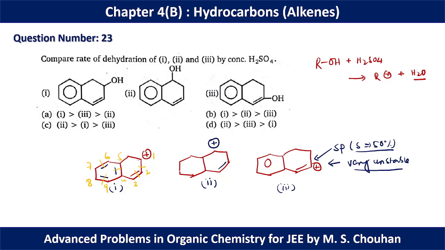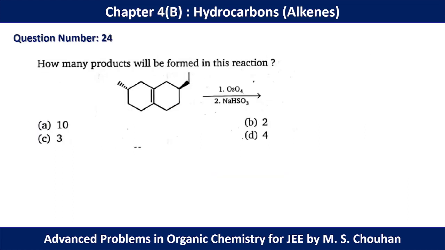In structure 2 also, the carbocation is stabilized by resonance of the phenyl ring, but this double bond does not have any effect in the stability. Okay, so in 1 we have some more canonical forms which can stabilize to a greater extent. That's why for question number 23, the 1 carbocation is more stable and the 3 carbocation is least stable. That's why for question number 23, option B should be the correct option.